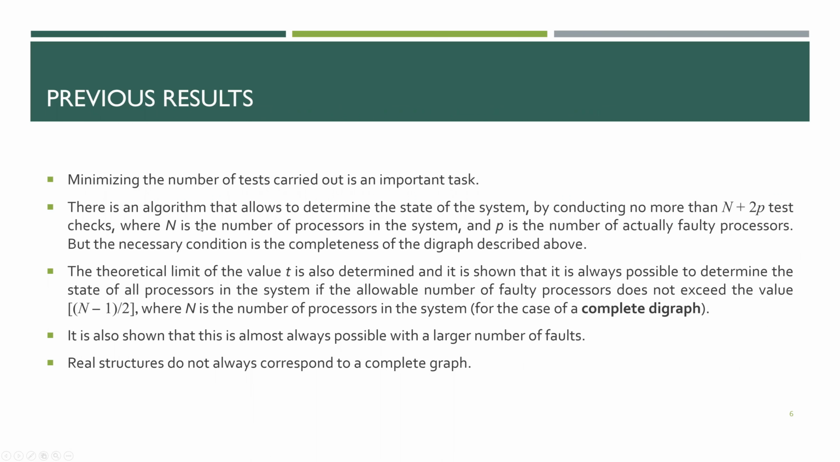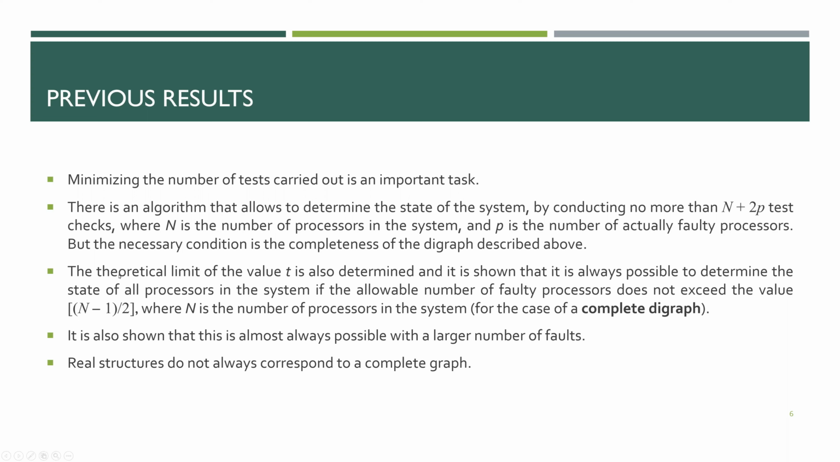Let's briefly review previously obtained results. We should note that minimizing the number of tests carried out is an important task, because each test takes some productivity of the processor, some processing time. There is an algorithm that allows to determine the state of the system by conducting no more than n plus 2p test checks, where n is the number of processors in the system and p is the number of actually faulty processors. But the necessary condition is the completeness of the graph described above.